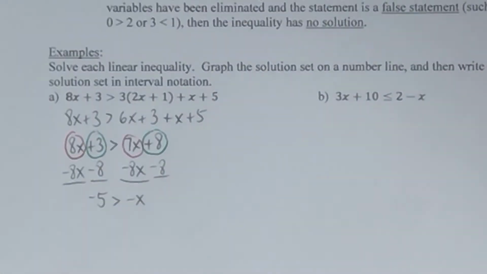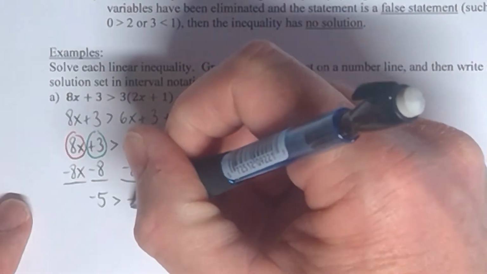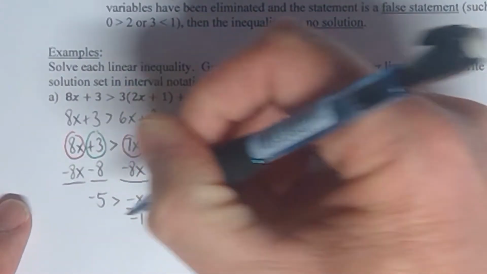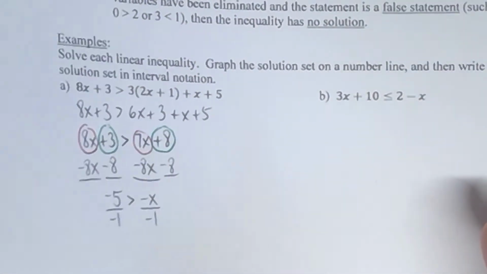Is x by itself yet, which is the goal when you're solving a linear equation, right? No, it's not. You got to divide by negative 1. Let's go ahead and stop right there. Don't do anything else yet. Something's going to happen that's a little bit different here.